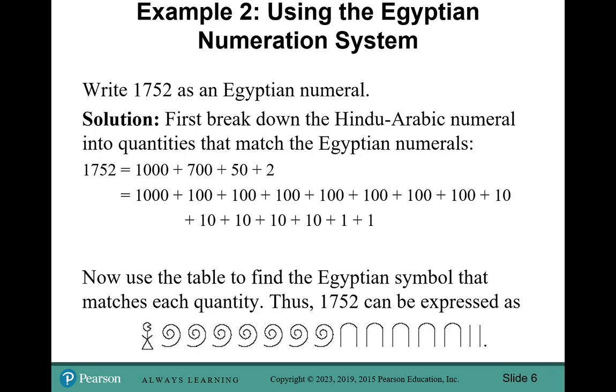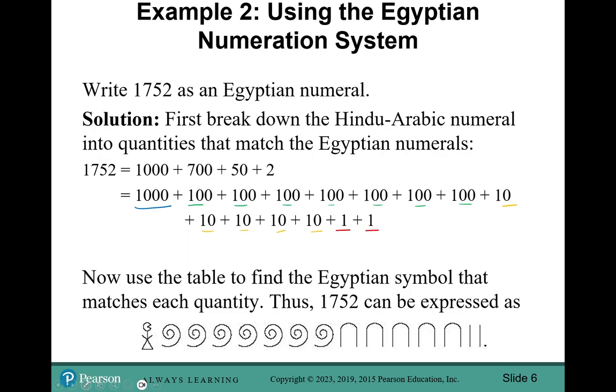Now, individualized here, the 1,000 is already broken down and can be represented by a single Egyptian numeral. However, the 700 needs to be represented by 7 individual 100s. The 10s, because we have 5 of those, need to be represented by 5 sets of 10s here. So let's write that in another color and underline it. And then we also have 2 1s that have to be represented by a symbol as well.